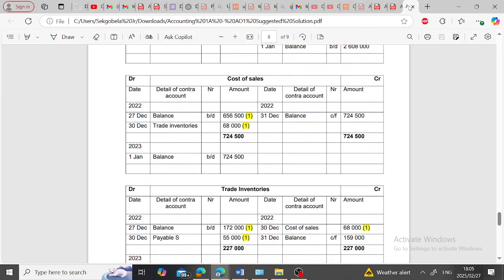So for trade inventories, what is trade inventories? Slow down. Let me speak like you're learning from Maverick.